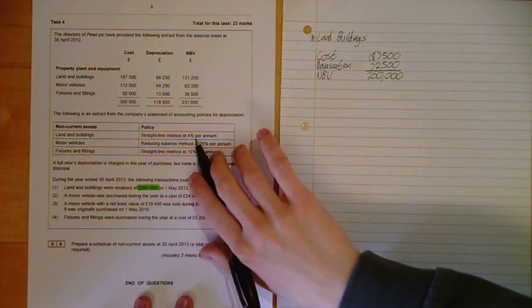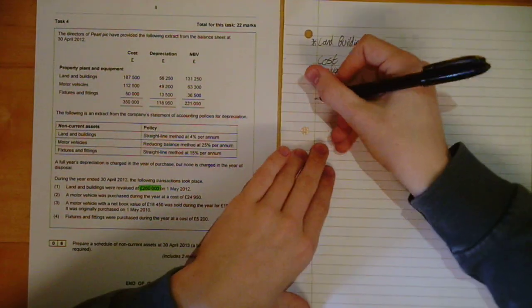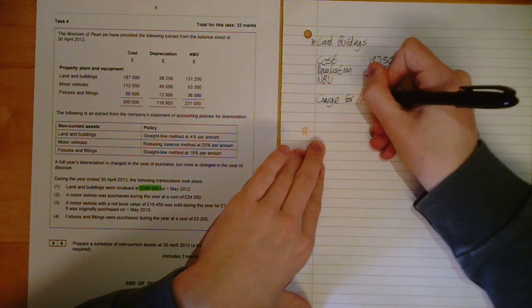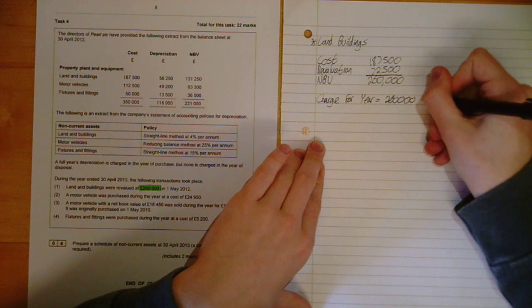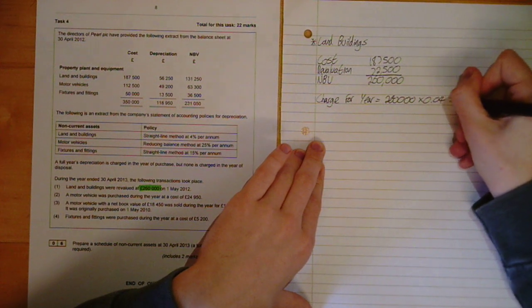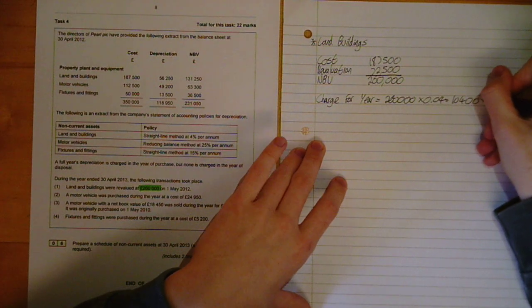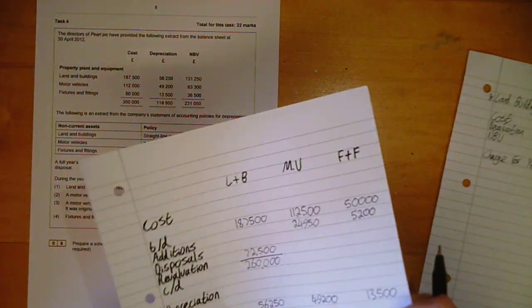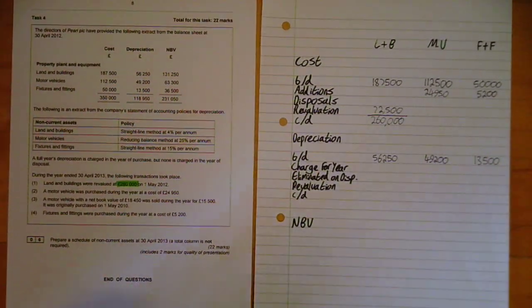We do a straight line method at 4% per annum. So net book value, 260,000. So our charge for the year is simply 260,000 times 0.04, which gives us £10,400 worth of depreciation for this year. So now we can come back onto our answer sheet.